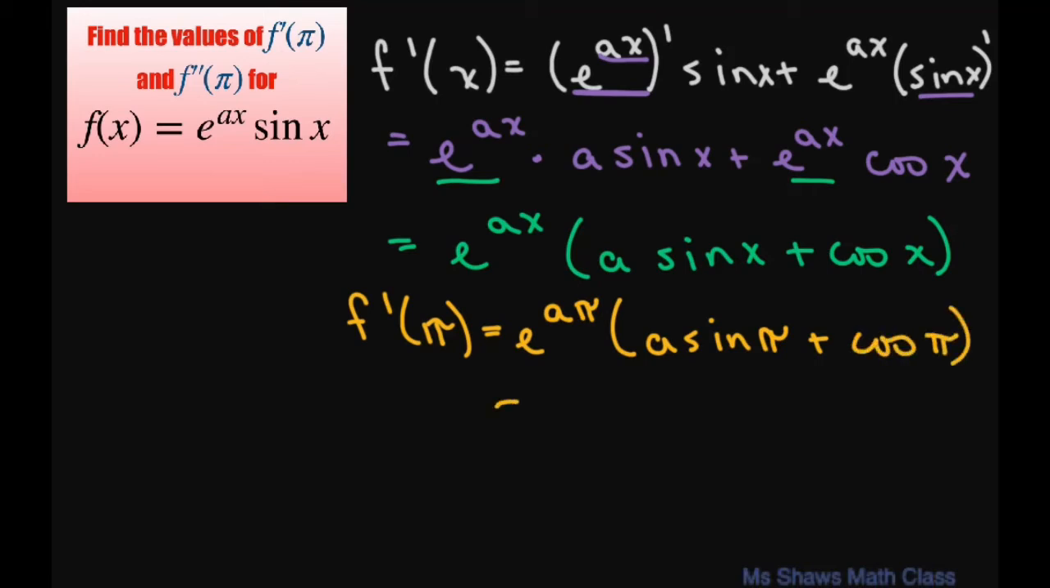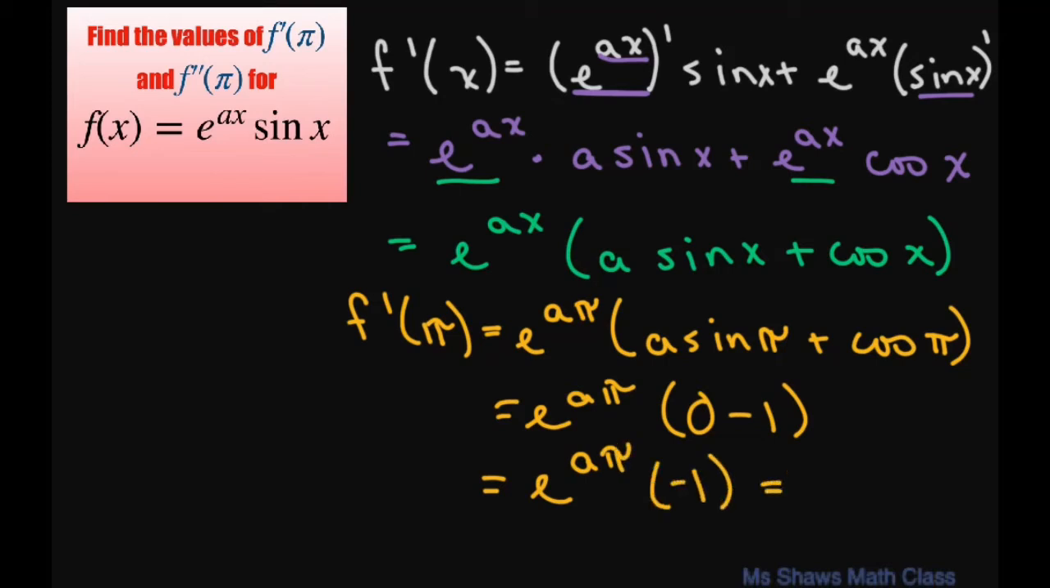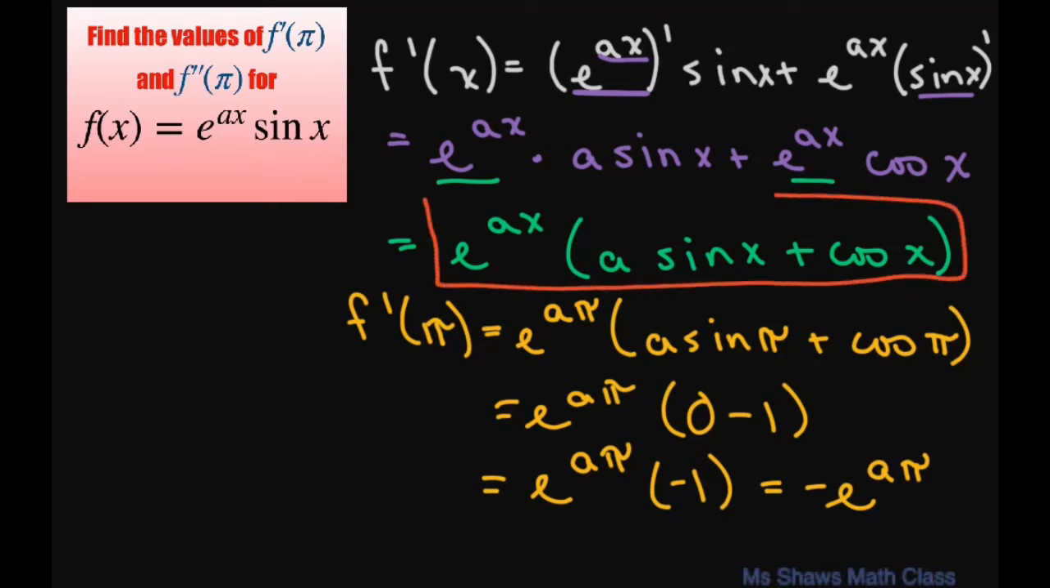So this is going to be e to the power of a pi. Sine of pi is 0. Cosine of pi is -1. So this equals e to the power of a times pi times -1, which equals negative e to the power of a pi. All right, now we have to find the second derivative. So let's keep this in mind. I'm going to write this down and we'll do the second derivative. It's just going to take a little longer.